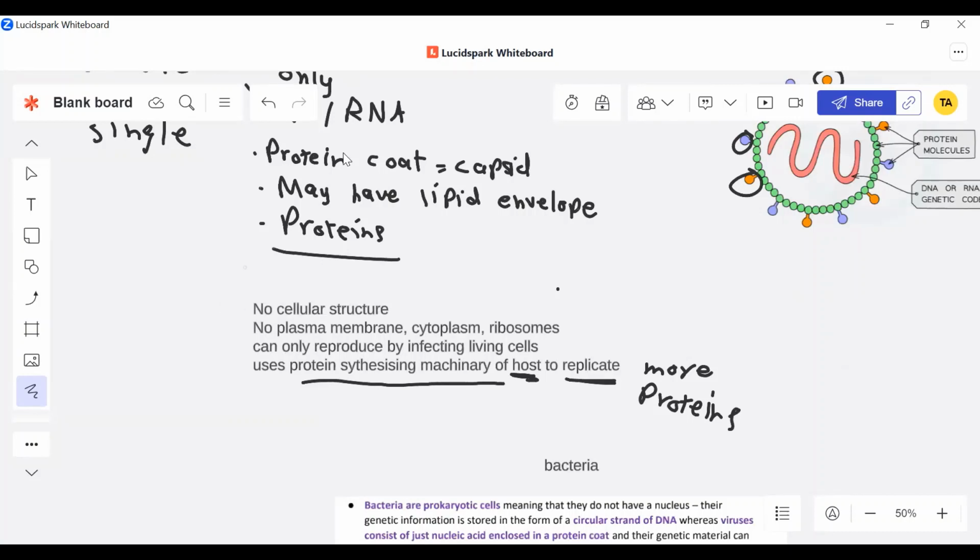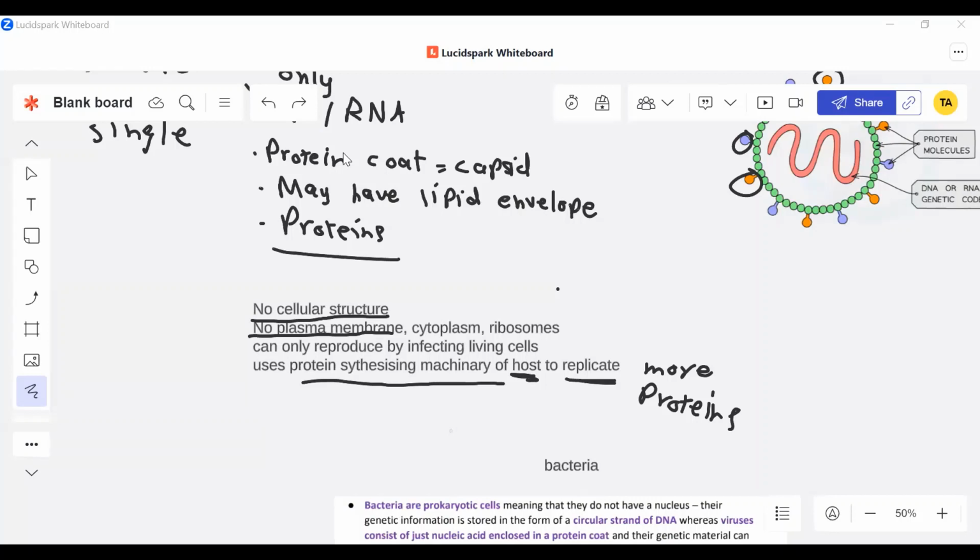A few things for viruses are that they are non-cellular structures. What do I mean by non-cellular? They do not have their own cells to make them living. They will attack the host and replicate themselves using the protein synthesizing machinery of the host. So viruses have no plasma membrane, cytoplasm, or ribosomes. These are essential for making a cell able to live. So they do not have ribosomes, cytoplasm, or plasma membrane.